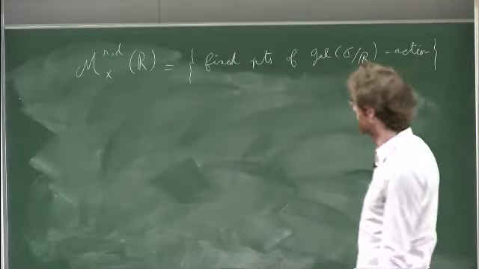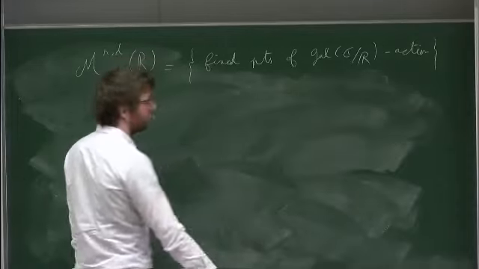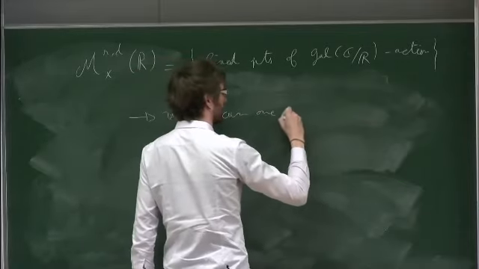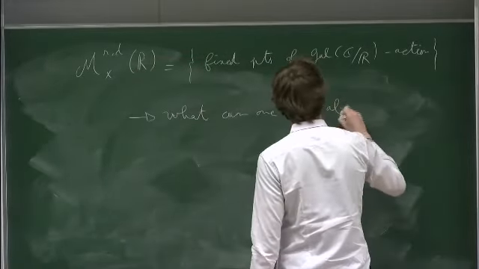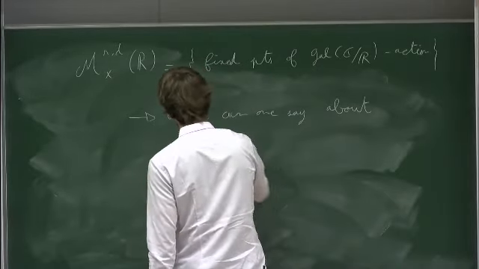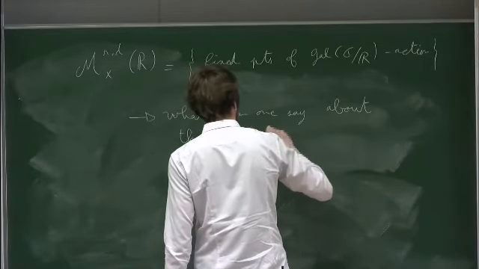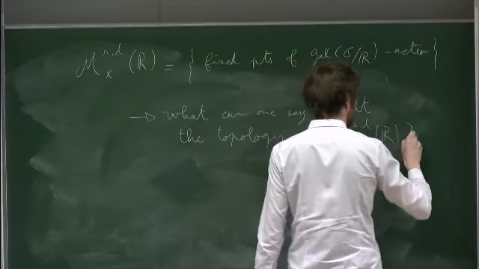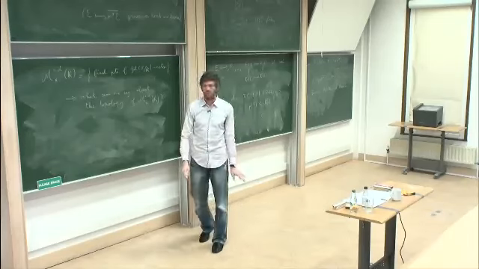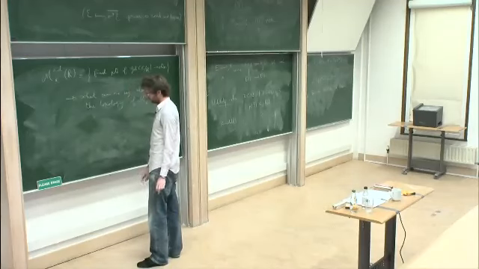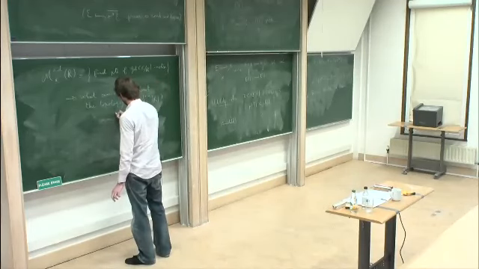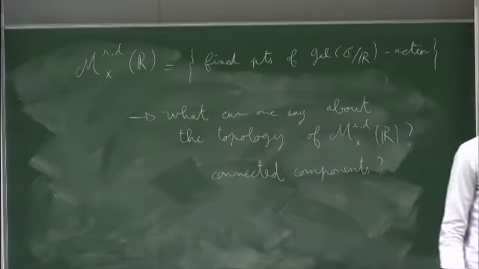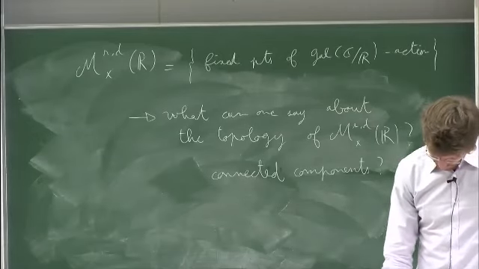And then the question in which I'm interested is to know what one can say about this set, mostly about the topology of this set. And by that, today I will only refer to connected components. So what can we say about the connected components? Can we count them, and can we describe them in a way?